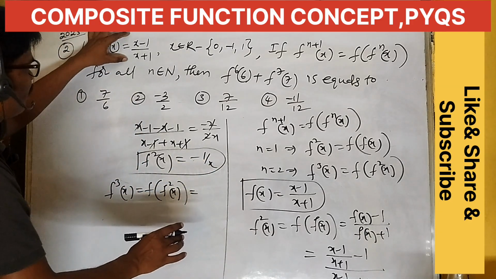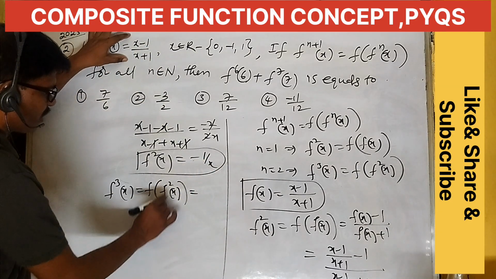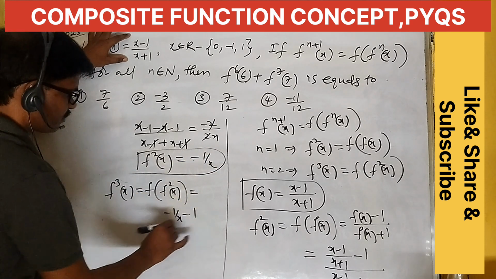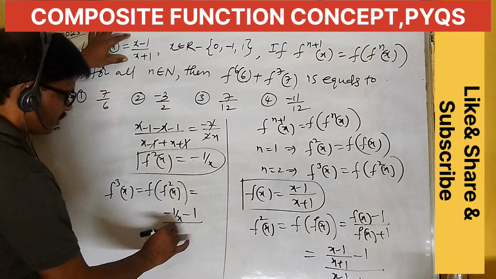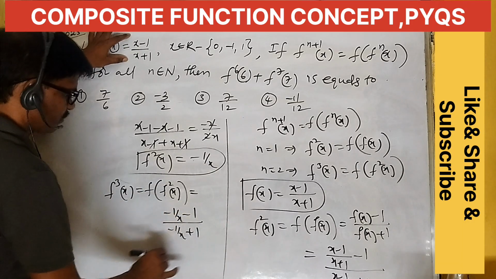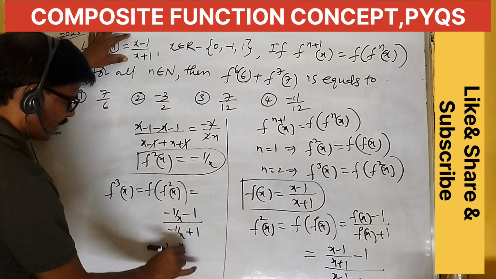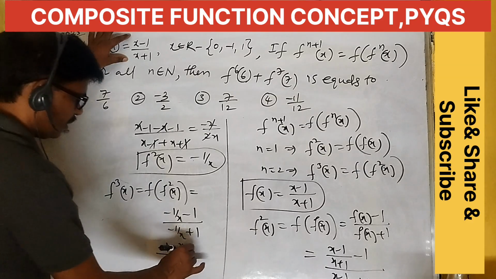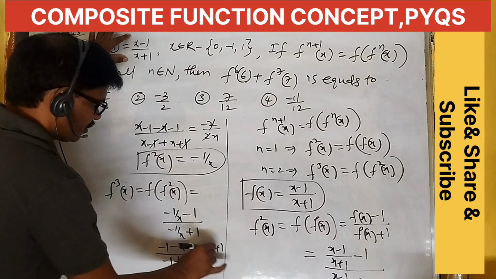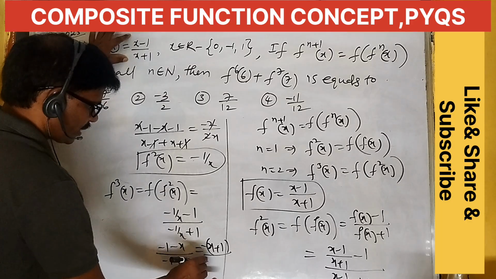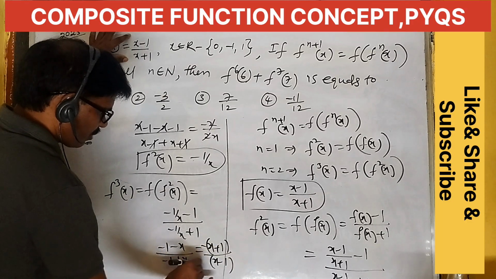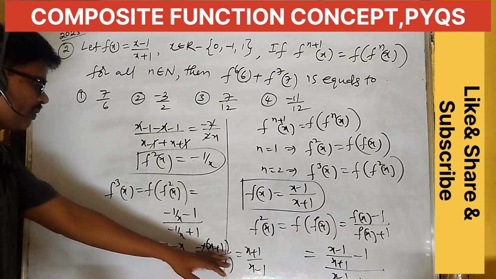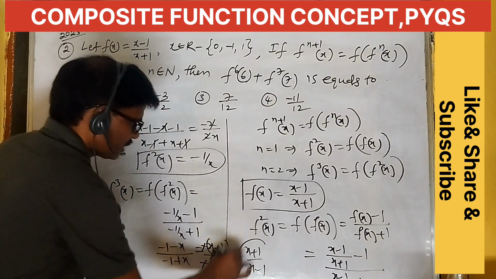Since f of x is equal to x minus 1, f cubed of x is equal to f of f squared of x, which is x plus minus 1 by x, that is minus 1 by x minus 1 by minus 1 by x, minus 1 by x plus 1. Simplify this: minus 1 minus x, and here also minus 1, this is plus x. Minus 1 plus x, here minus is common, so x plus 1, x plus 1, and here also minus is common, x minus 1. The minuses cancel, so f cubed of x is equal to x plus 1 by x minus 1.